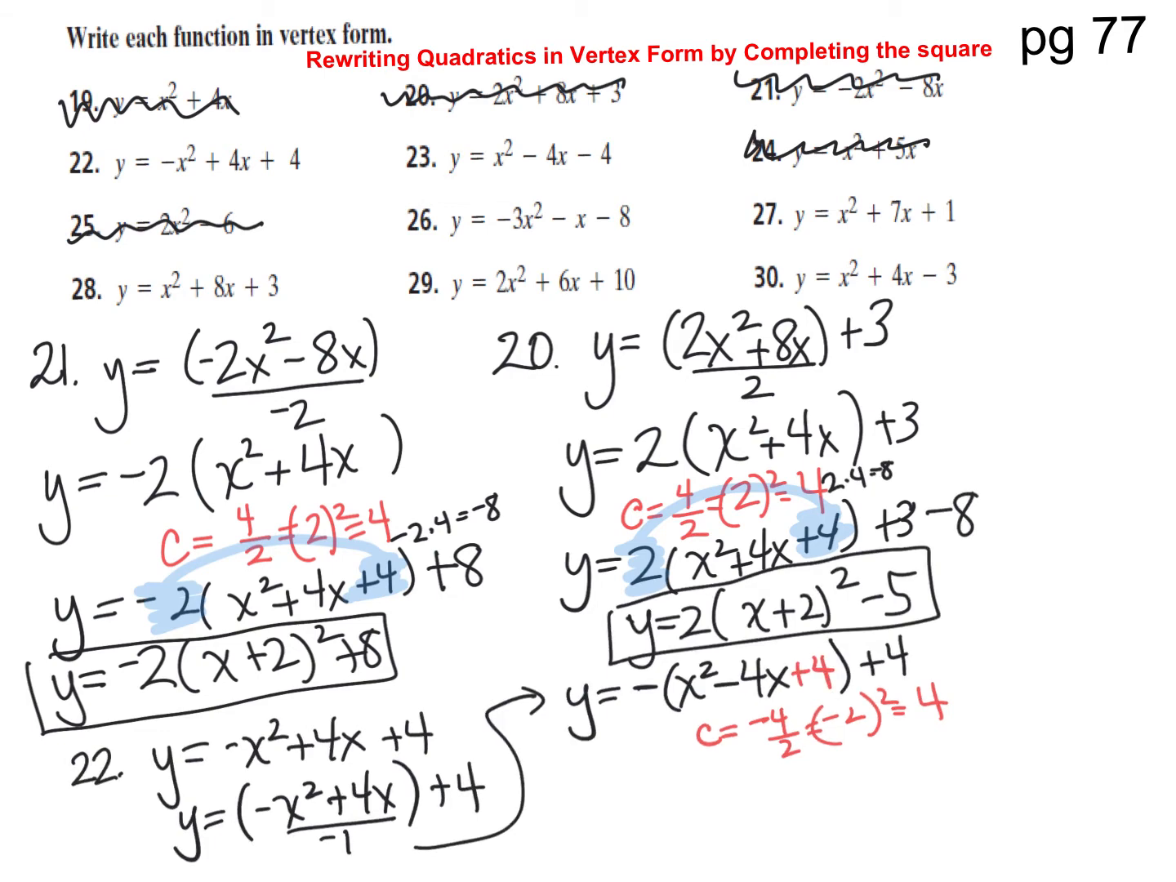Next, I am going to multiply the number outside with the number that I just added on the inside. And that's going to be -1 times 4, which is -4. So I've technically subtracted 4, so I'm going to add 4 to keep it balanced. Y will equal negative, factor the trinomial, x minus 2 squared, and simplify on the outside, plus 8.